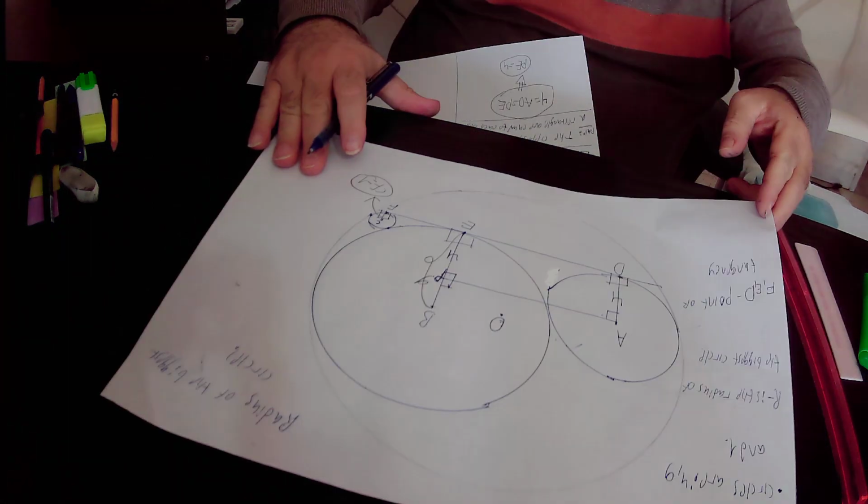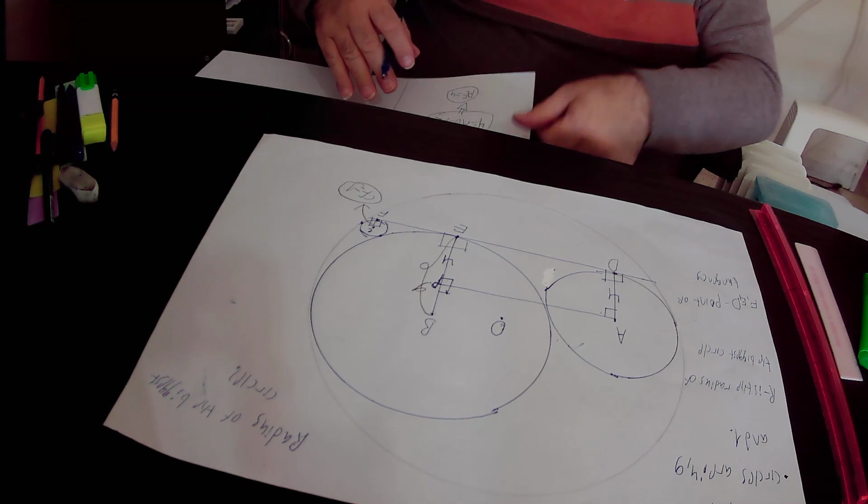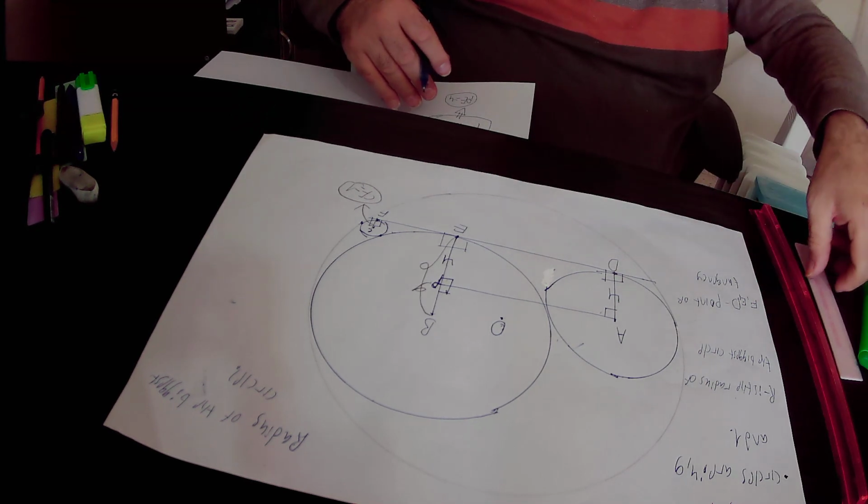In the next step, from point O, we will go perpendicular to DE.